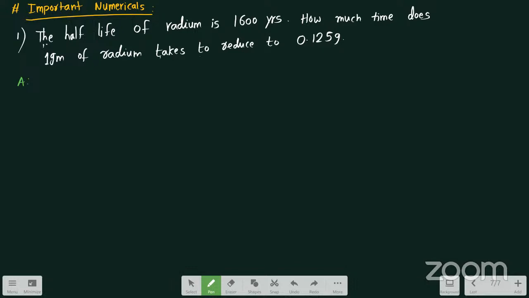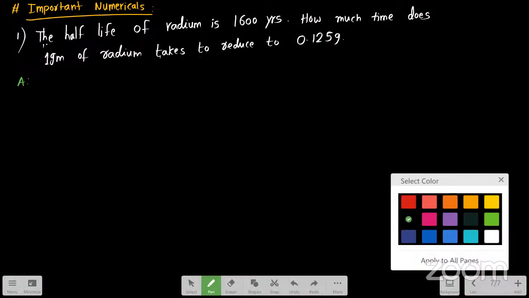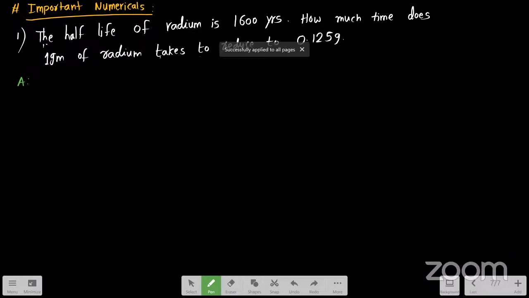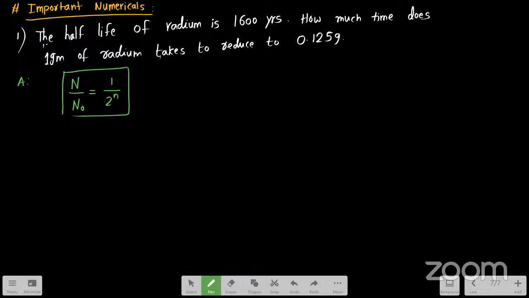As these are 2 marks answers, if you are able to write just the formula and final answer, that would be more than sufficient. So what is the formula? Everyone should remember the formula. The formula is N divided by N naught equals (1 by 2) whole power n, where n equals t divided by t half, the half-life time.